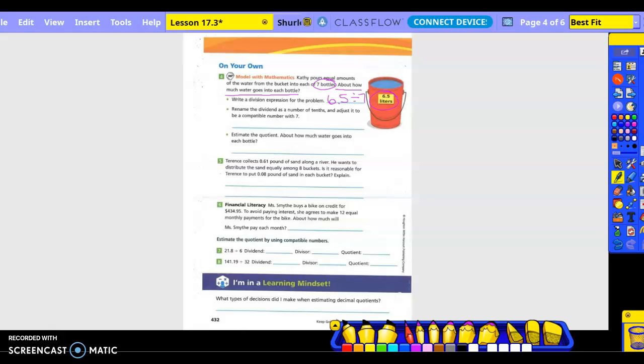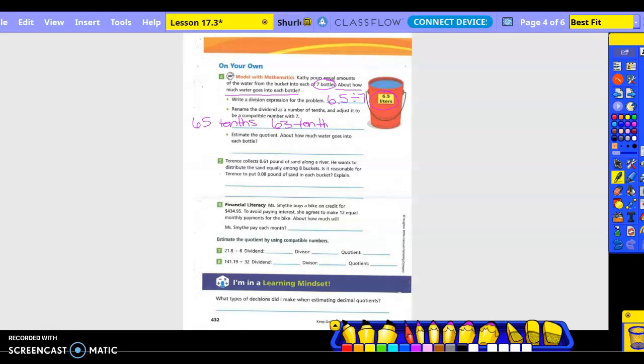Rename the dividend as a number of tenths and adjust it to be a compatible number with 7. So we're going to rename that as what? 65/10. What is a multiple of 7 that gets us close to 65? What's the low end? 63. And what's the high end? 70. So is 70 closer or is 63 closer? 63.